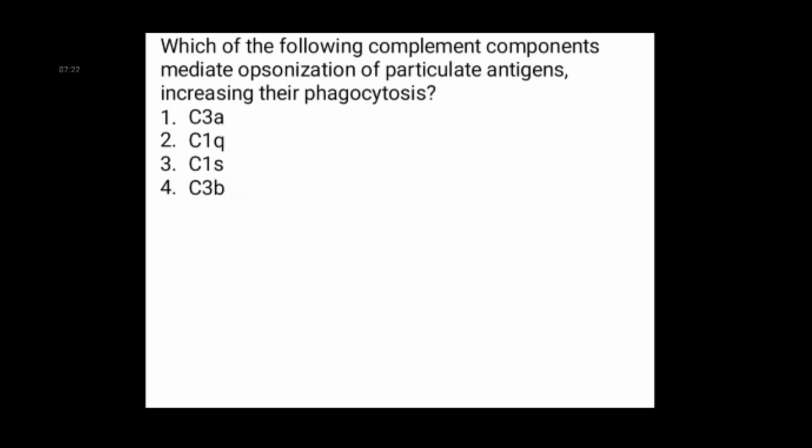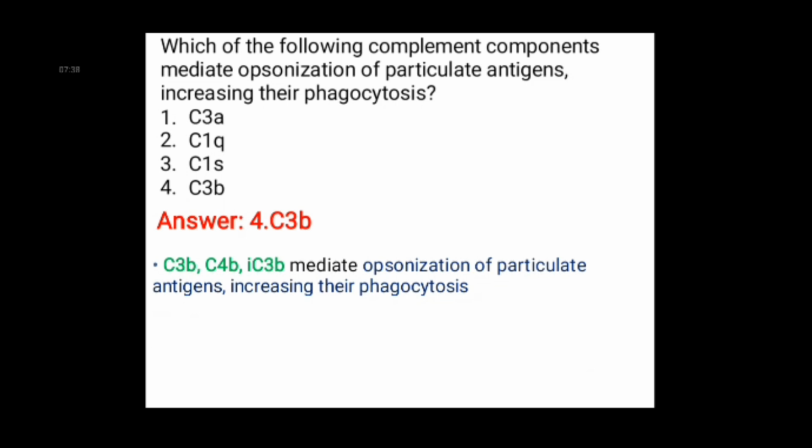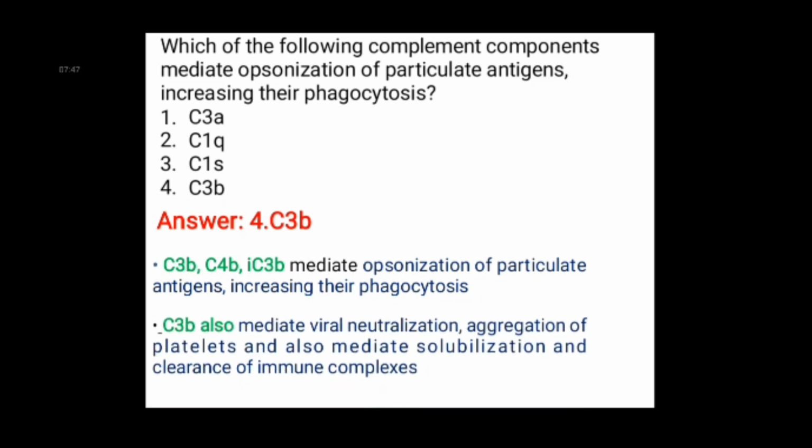Which of the following complement components mediate opsonization of particular antigens, increasing their phagocytosis? Option 1 C3a, option 2 C1q, option 3 C1s, option 4 C3b. And the correct answer is option 4 C3b. C3b, C4b, iC3b mediate opsonization of particular antigen, increasing their phagocytosis. C3b also mediates viral neutralization, aggregation of platelets, and also mediates solubilization and clearance of immunocomplexes.